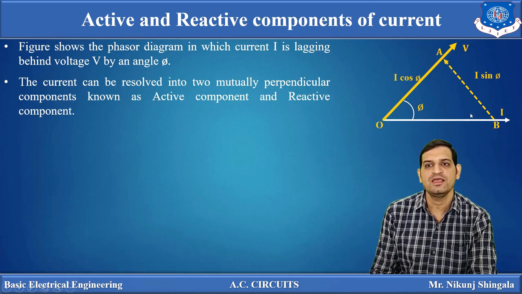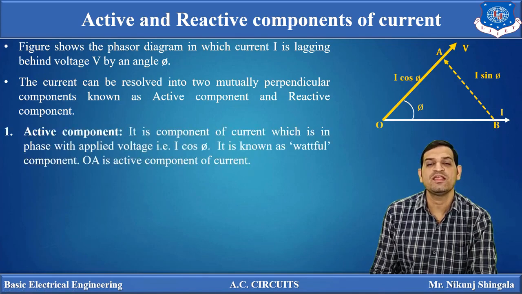Here you can see this is the current phasor and this is the voltage. Voltage is leading the current by some angle phi, or we can say the current lags behind the voltage by some angle phi. Now the current can be resolved into two mutually perpendicular components. One is I cos phi and the other one is I sin phi. Based on these two components, we have the active and reactive components of the current.